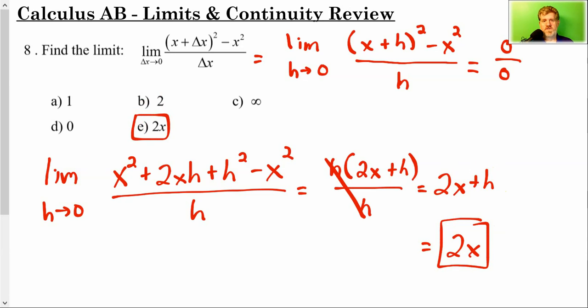Now bonus points. If anybody happened to remember that this was the definition of a derivative, you would know that x squared is the function. And what's the derivative of x squared? 2x. So if you recognize that, would it have been faster? Sure it would, but that's okay.